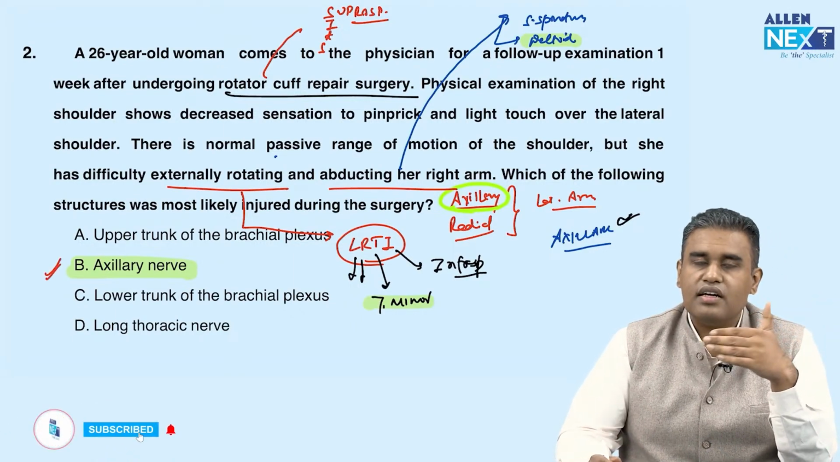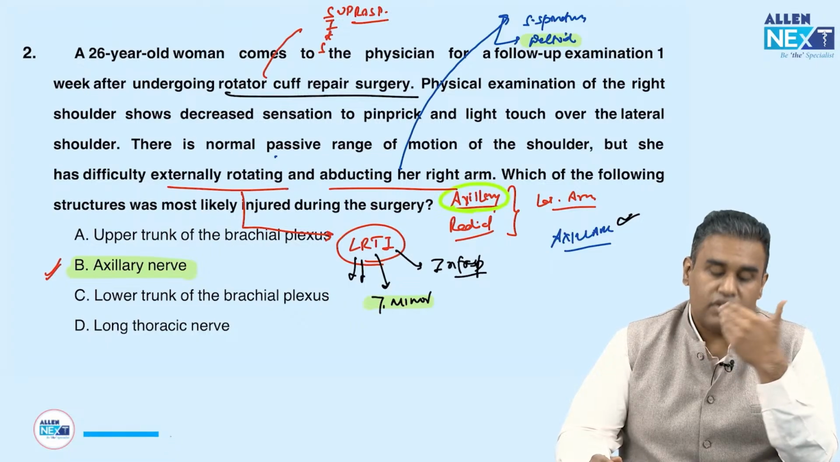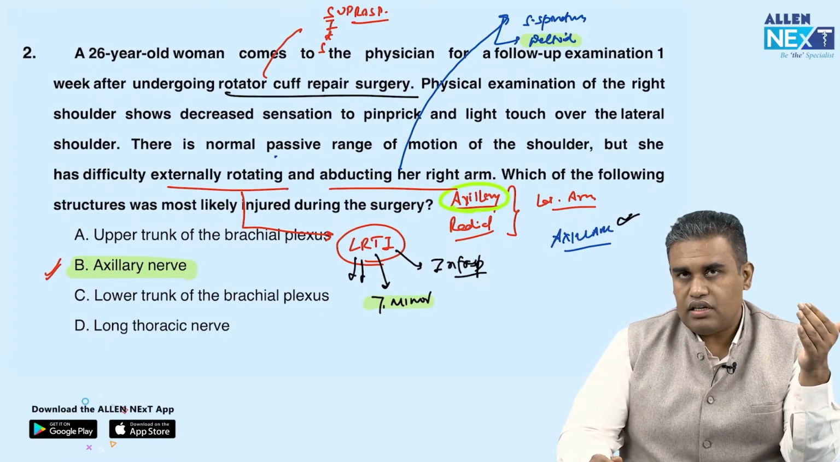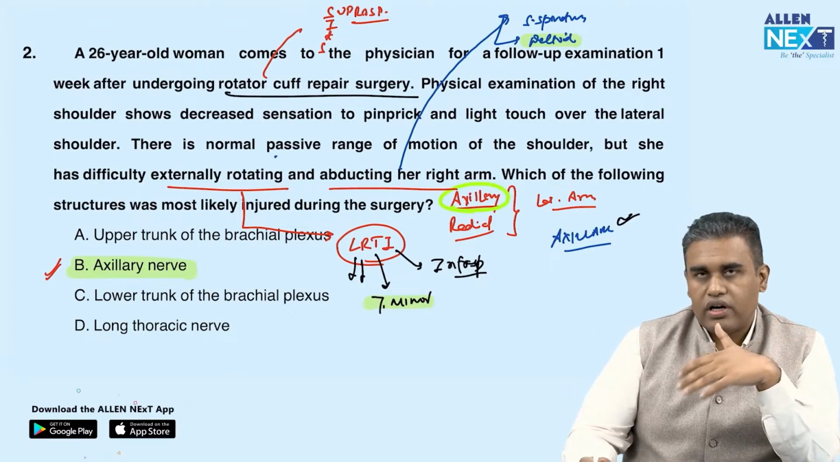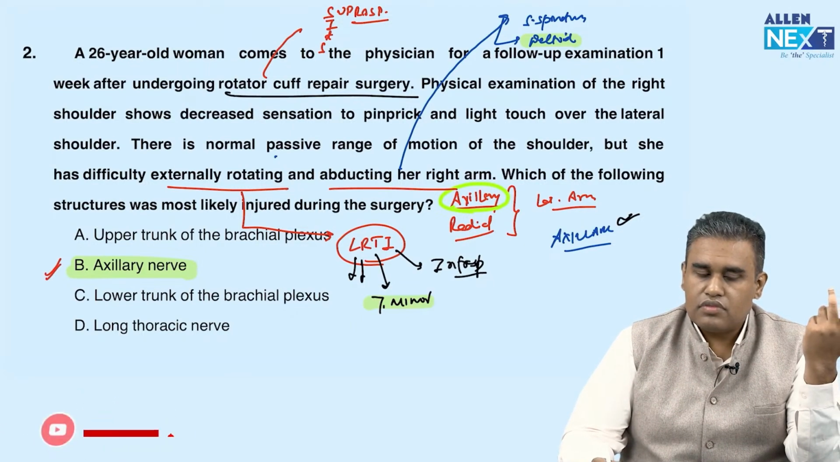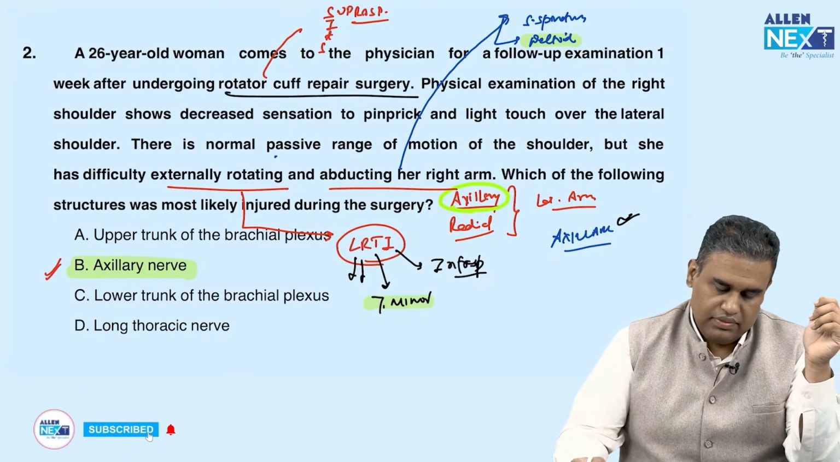Upper trunk, lower trunk: the trunks are located at the triangles of the neck. The long thoracic nerve is basically running on the medial wall of the axilla. So that is quite far away from the rotator cuff region. Okay, therefore the answer is this. Let's see the next one.